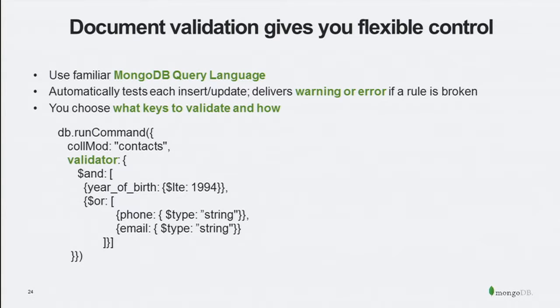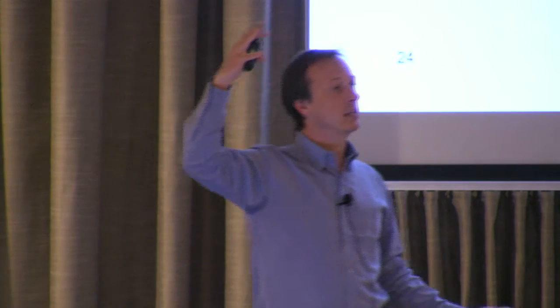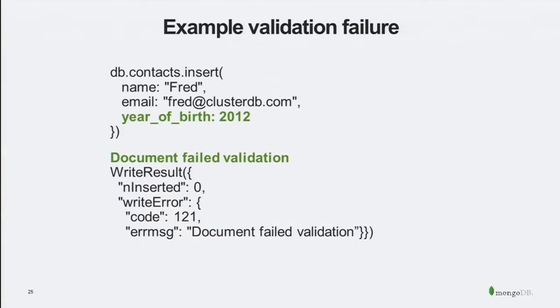I have added a validator to my collection for contacts that basically says, when I add a contact into my database, I want to make sure that they were born before 1994, and I either have a phone number or an email. I could put whatever else I want in that document to describe that contact, but I want to make sure those basic needs are met by the application. And so if I go to insert a new contact who meets the email criteria but was born after 1994, I get a validation error that says, hey, I can't insert this record because it doesn't meet those validation rules.